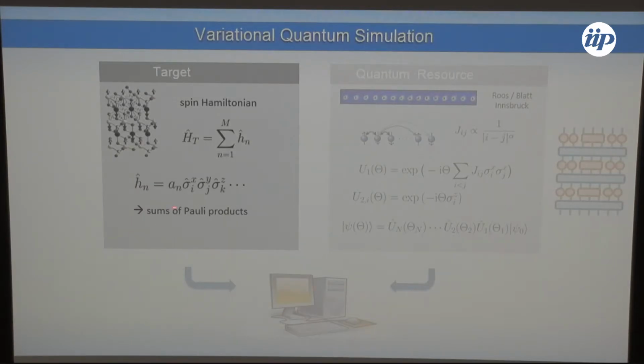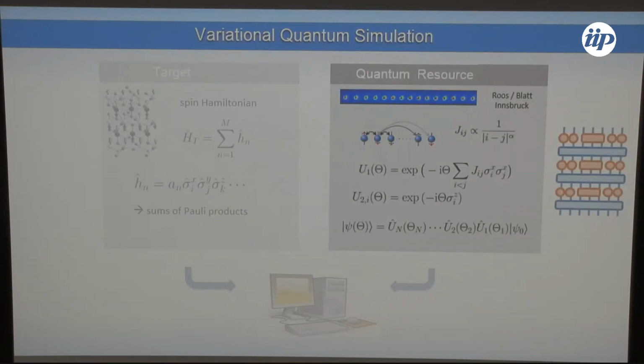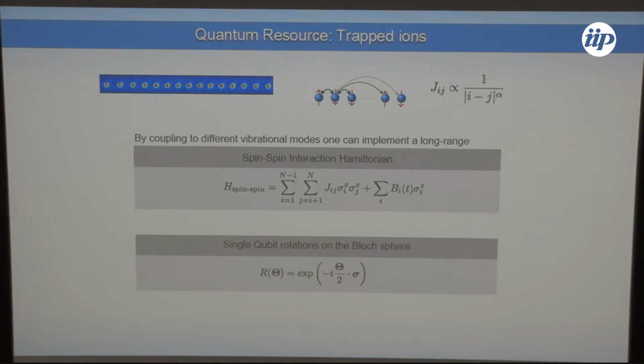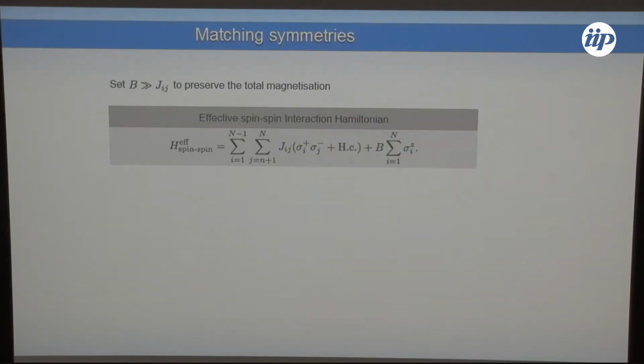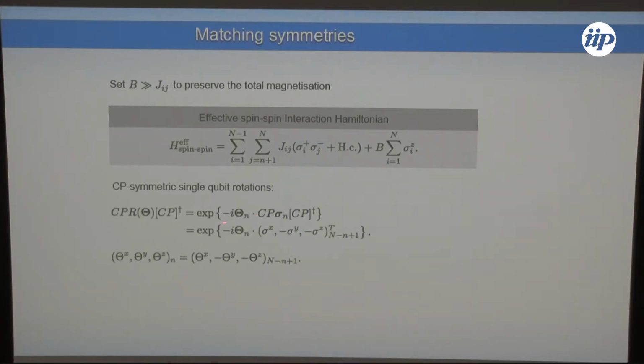So this was the target, right? I told you before, there's a big distinction between the target and the resource. So the resource is the ion platform that I already discussed, where we have interactions that we can do very well, and we have single qubit rotations. And then the one extra modification that we do is we make sure that the interactions turn effectively into an exchange interaction, so that we automatically conserve the magnetization of the system. And also any single qubit rotations that we do, we make them CP symmetric. So we conserve all the symmetries of the model also in our ions.